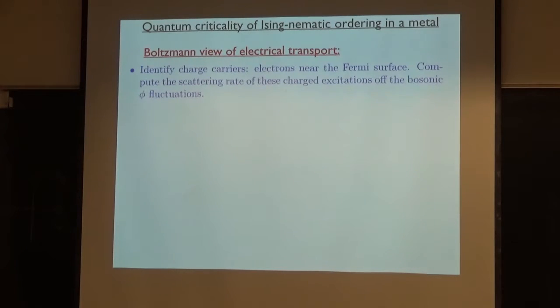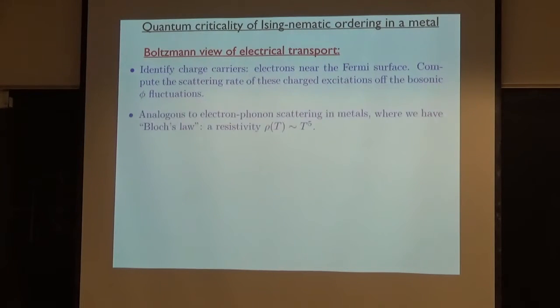Okay, what's the idea? Suppose we have quasi-particles. Suppose we have a Fermi liquid. How do we compute resistivity? Well, there is a standard rule that you can read up in Simon's book, the Boltzmann view. It says, if you have a Fermi liquid, you identify the charge carriers. These are electrons or holes that live near the Fermi surface. Just figure out their scattering matrix off impurities or phonons or whatever. Once you figure out the scattering rate, you figure out how much the current gets degraded, and that gives you the resistivity. That's a standard textbook Boltzmann calculation.